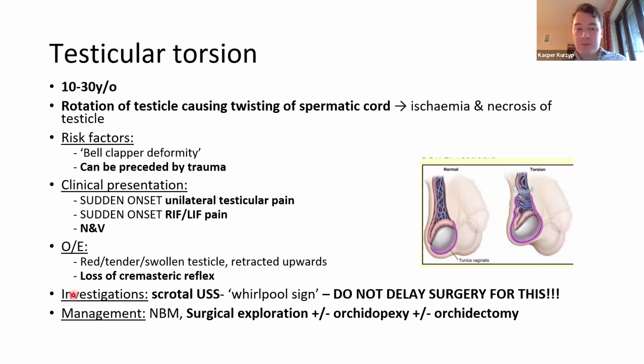Now, in this case, you may really not do that much investigations. If you have it immediately available, you can do scrotal ultrasound, which will show whirlpool sign, but that is if you have it immediately available, as the key thing is you want to do surgical exploration, which is the gold standard for diagnosis. During that surgery, once they confirm that the testicle is indeed twisted on itself, they will untwist it, and if it's viable, they will perform orchidopexy, so fix it in place. They will fix both testicles in place actually.